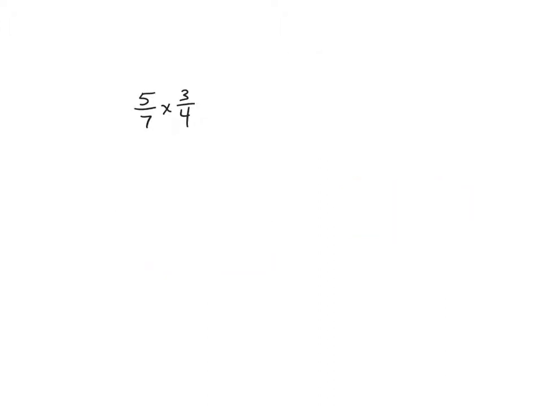Let's do another one, this time without pictures. 5/7 times 3/4. I'm just going to go straight across and multiply my numerators and then multiply my denominators. 5 times 3 gives me 15. 7 times 4 gives me 28. Is 15/28 in lowest terms?